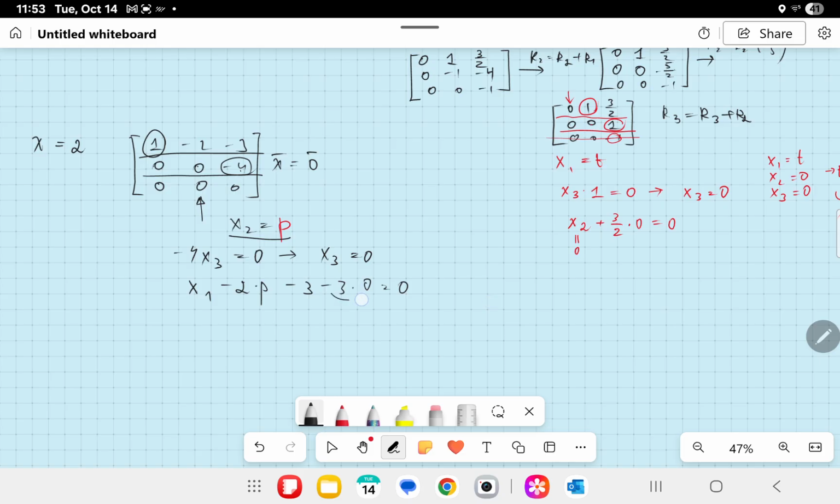Well, this one is 0. Minus 3 multiplied by 0. And what I have for x1 is x1 equals 2p.